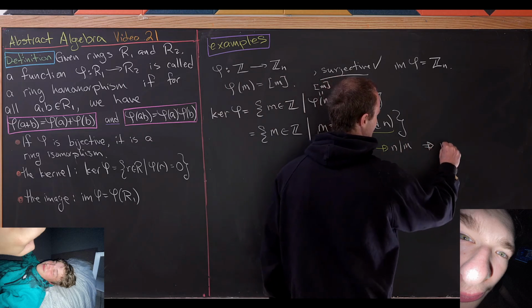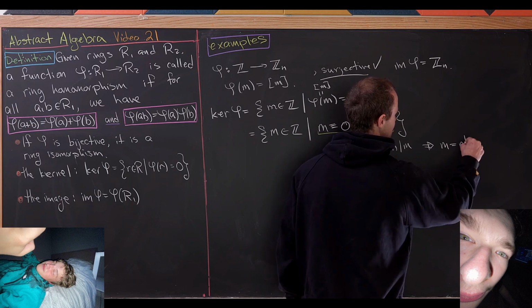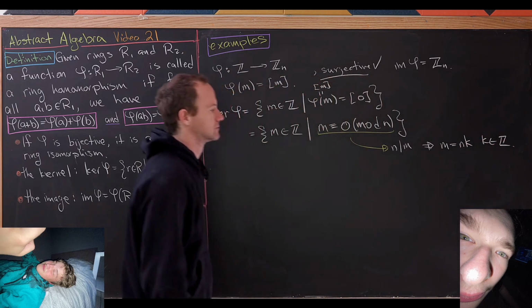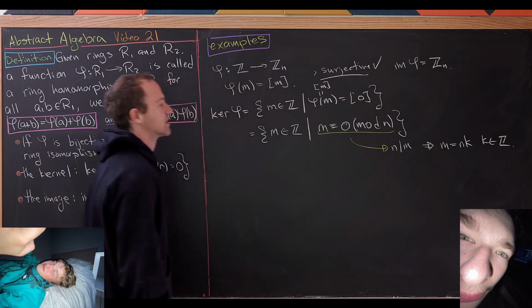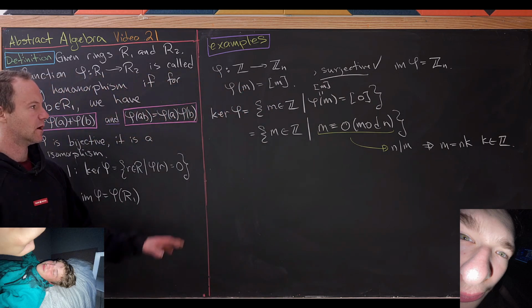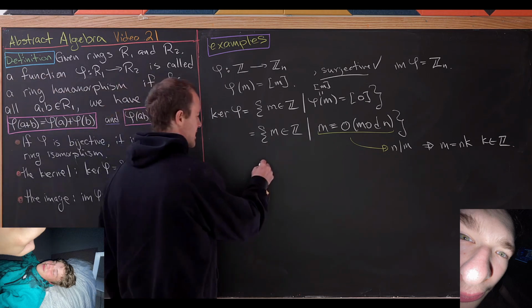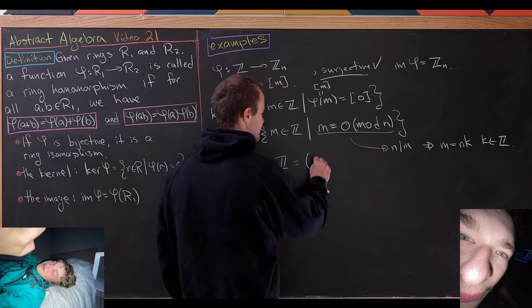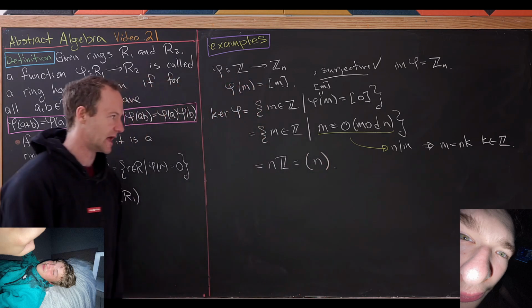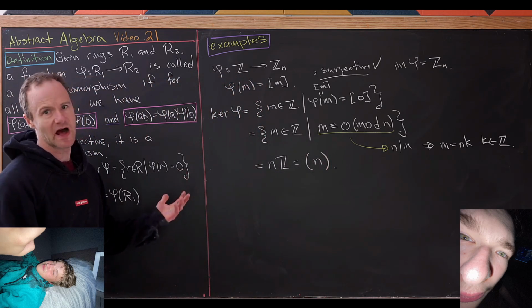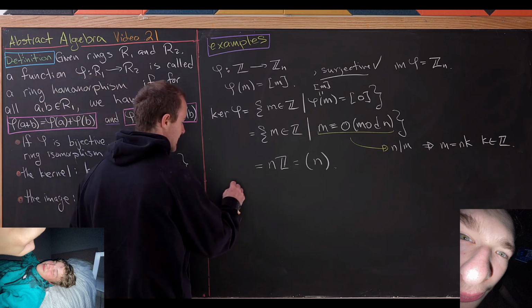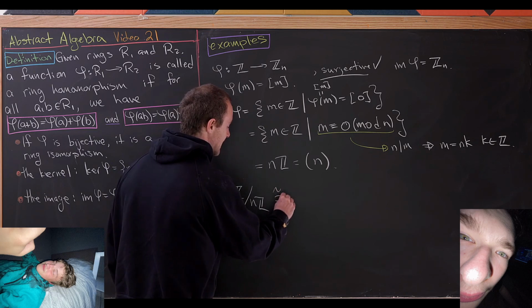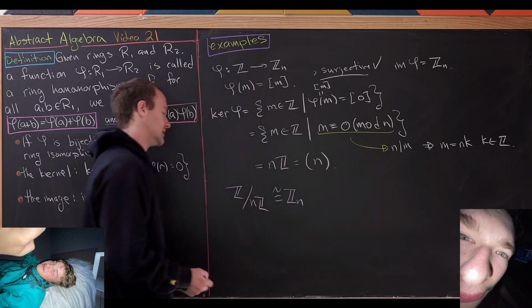But what does that mean? That means that m is equal to n times k for some integer k. Oh, but if m is of that form, that means that this set is just the set nZ. In other words, the principal ideal generated by n. Okay, well, let's apply the first isomorphism theorem now. That tells us that Z mod the kernel, which is nZ, is isomorphic to Z_n, like that.